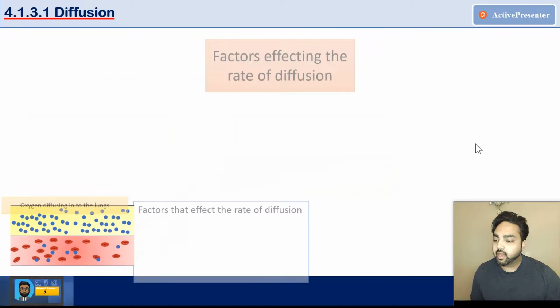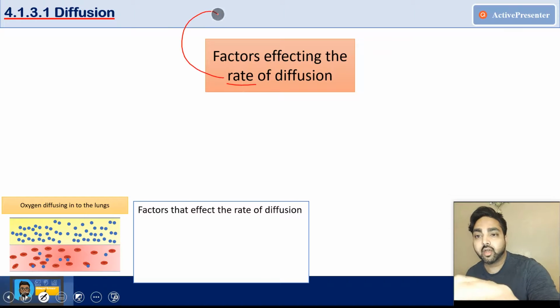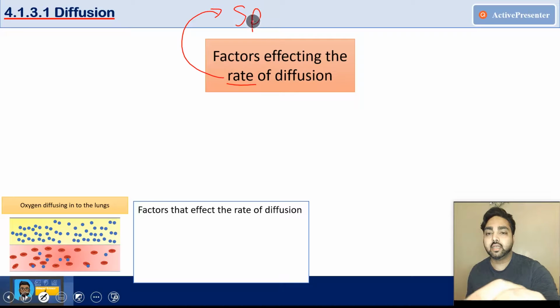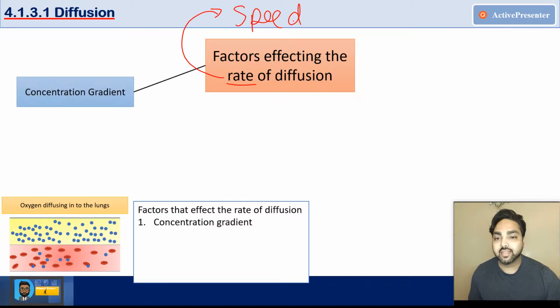Now, in terms of things that affect the rate of diffusion, and again, what do we mean by rate? We are ultimately talking about how quickly something is happening, the speed of diffusion. The rate of diffusion is affected by several different factors, and I'm going to put a little blue box with the notes inside at the bottom, so that's what you're writing down if you're making notes.